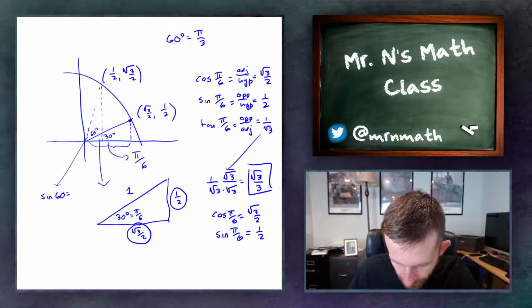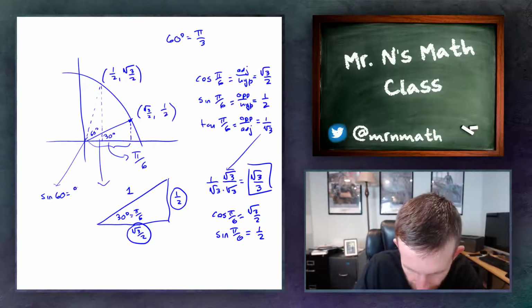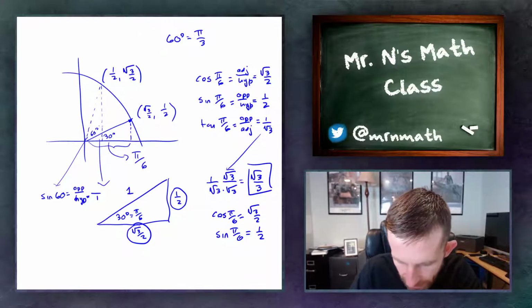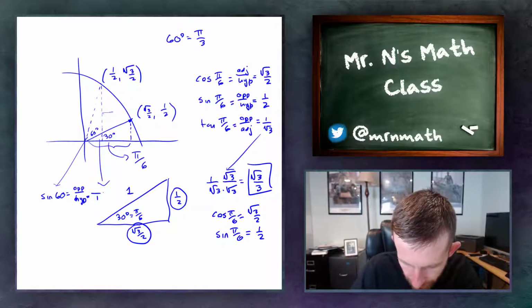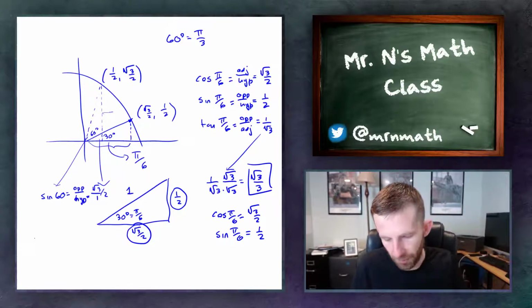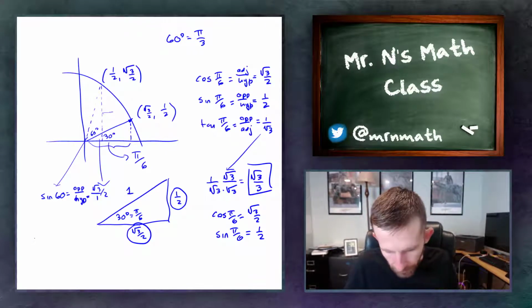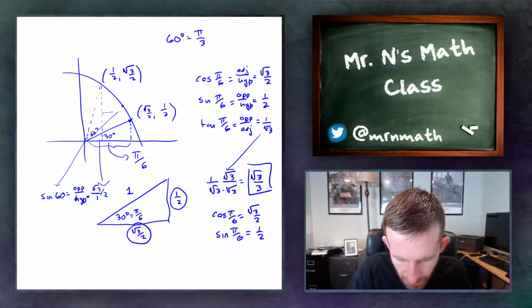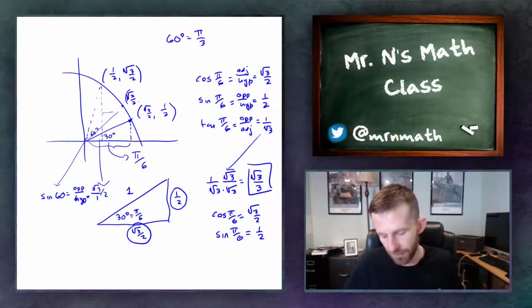Sine of 60 is opposite over hypotenuse. Again, the hypotenuse is 1. My opposite side here of 60 degrees is my y value, which is root 3 over 2. So sine of 60 is root 3 over 2. And as you can imagine, both the sine and the cosine of 45 degrees is root 2 over 2.